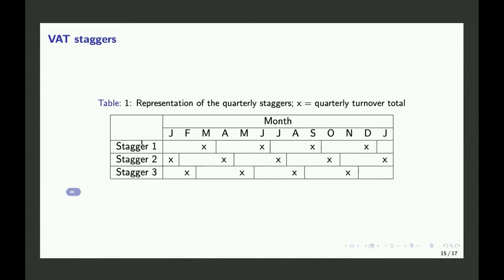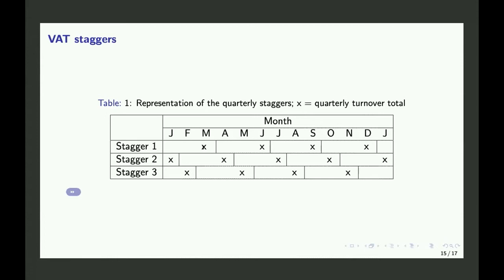For instance, in stagger 1, it's the calendar quarter. So in March, firms will submit the turnover total for the period January to March. And then in April, we'll have firms submitting their quarterly total for the period February to April. And in each of those staggers, we have around one third of firms. In order to make use of the data, they are grossed up to represent the entire population of firms reporting VAT. So in March, we have a quarterly number which represents all the firms reporting VAT. So at the end, we have a rolling quarterly series.